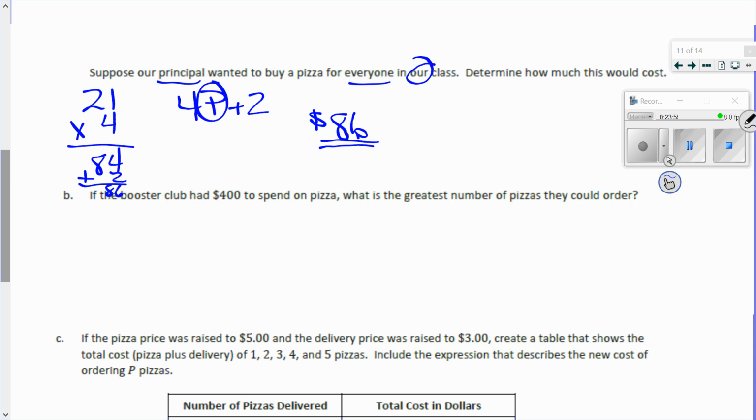Okay, now our booster club. Guys, come on. We still got a whole other section to get through. The booster club has $400. How many pizzas could they buy for everybody? How many pizzas could they buy? What does our expression say? If I did 4 times 200, that's already 800. That's double what I've got. And I haven't even added the delivery charge yet.